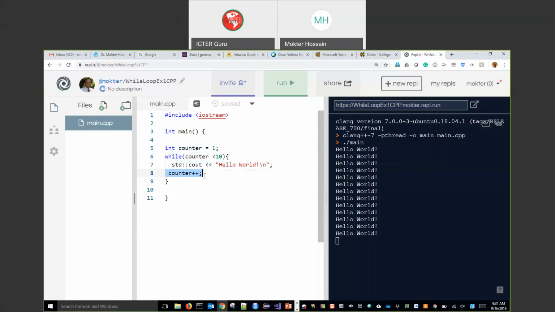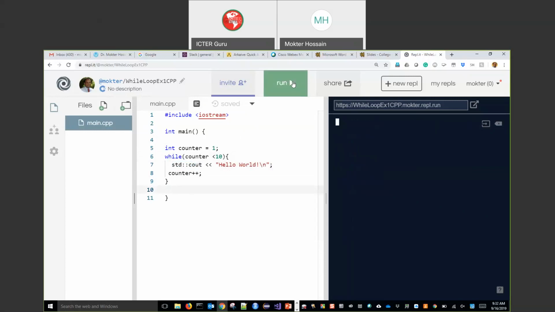After the second iteration, the counter will be 3. And then when it comes back again, it will check, is my counter less than 10? That means whether 3 is less than 10. Yes, right? So then it will execute this again. After 10 iterations, counter will be 11. So it will check whether 11 is less than 10, which is false, right? We will not execute this statement. It will not execute statement 7 or 8. It will go outside, and then this looping will be terminated.